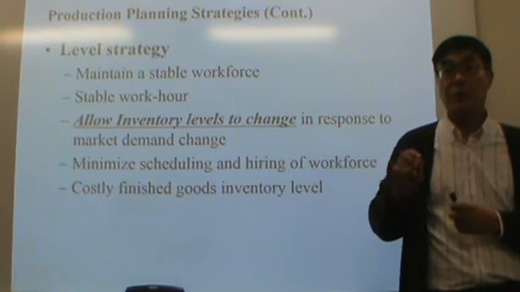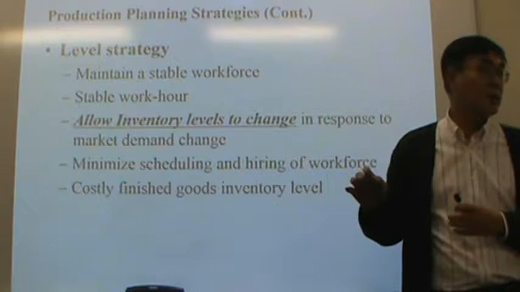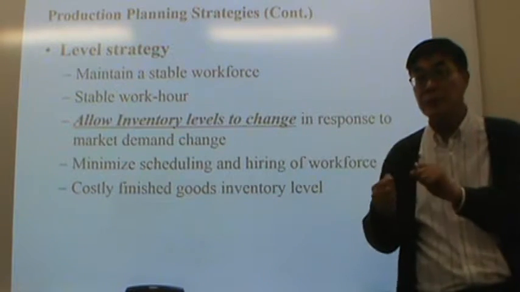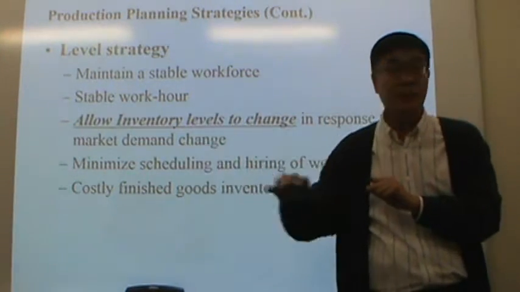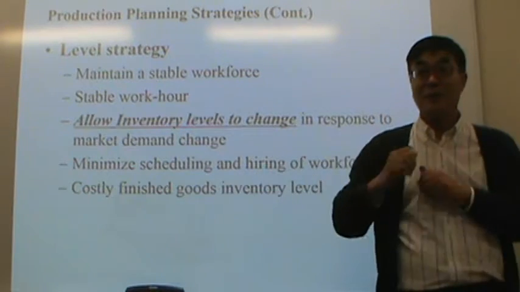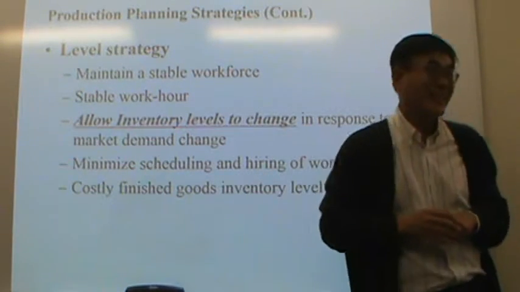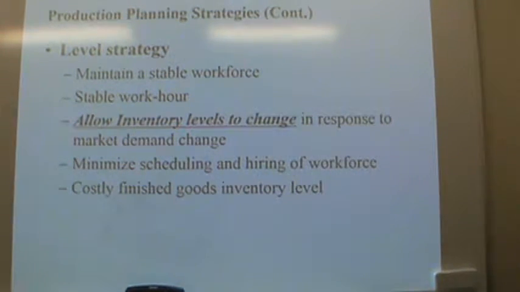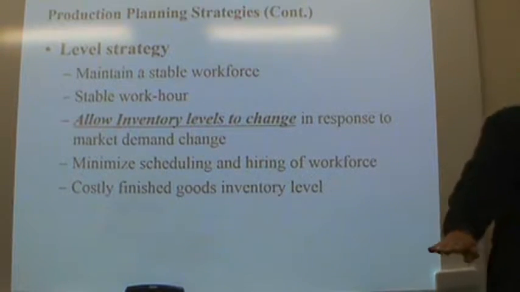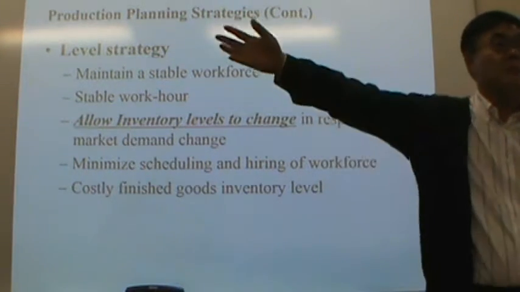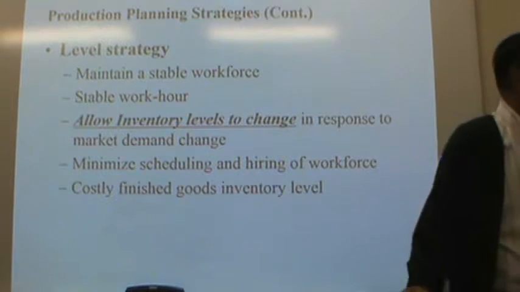Don't fire, don't work more, or don't work less. Just produce and inventory. Right. And later they push out on sale. Yeah. So that is level strategy. So the advantage is minimized scheduling and hiring of workforce, but the disadvantage is inventory. When demand is low, then inventory is like a 6 months inventory, something like that.